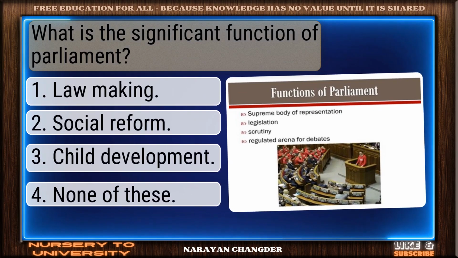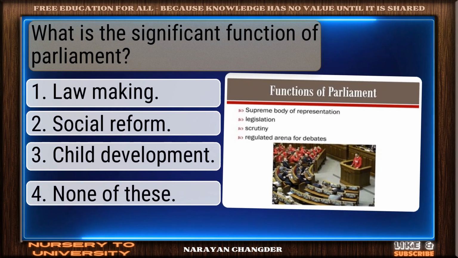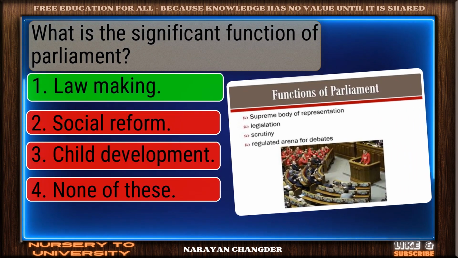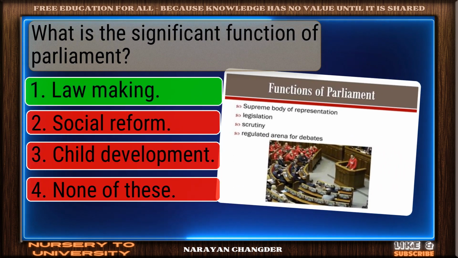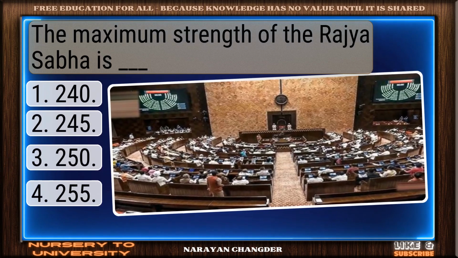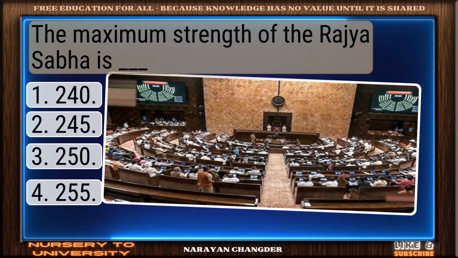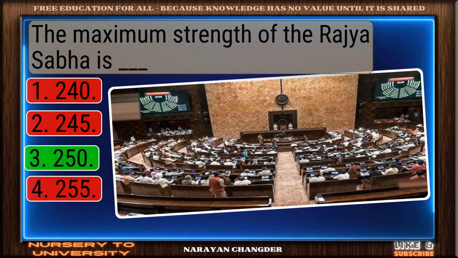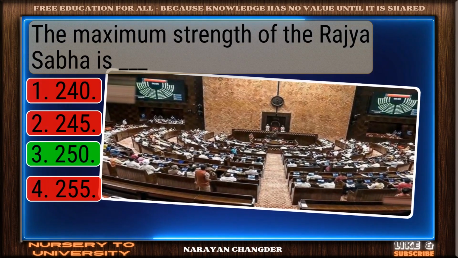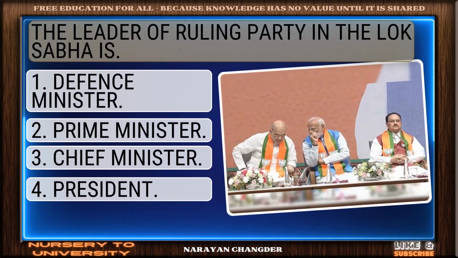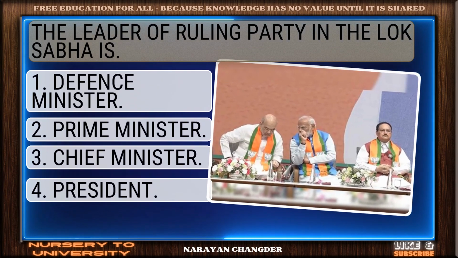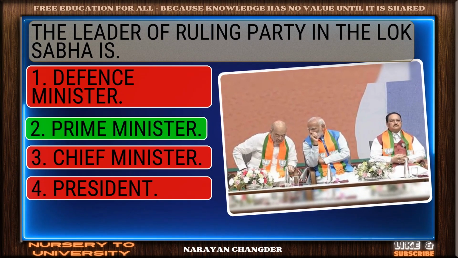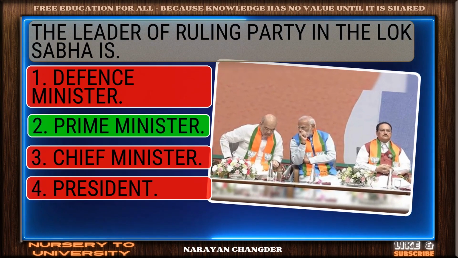Question number 134. What is the significant function of Parliament? Smart pick. Lawmaking is the correct choice. Question number 135. The maximum strength of the Rajya Sabha is dash. Nice selection. 250 is the correct and valid answer. Question number 136. The leader of ruling party in the Lok Sabha is? Perfect. Prime Minister is the correct choice.